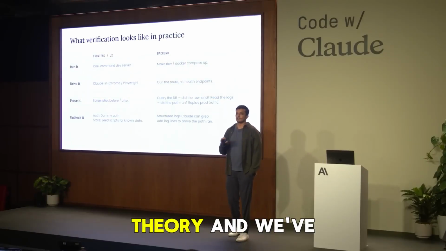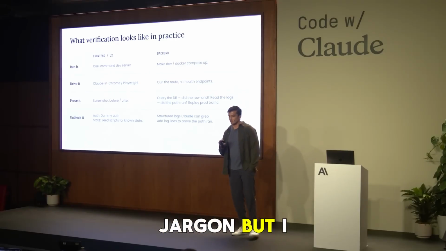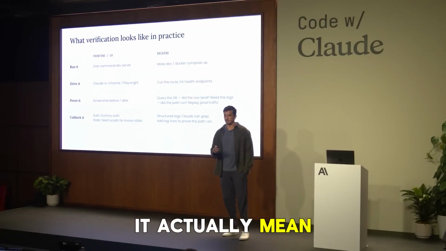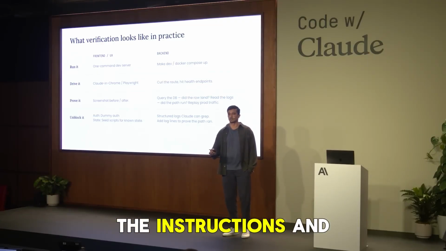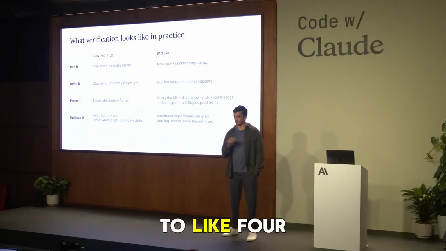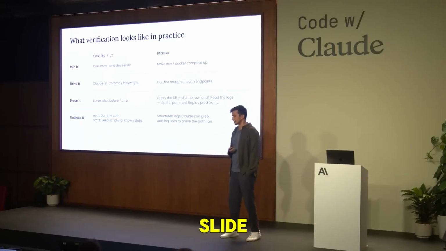So we've talked a lot about theory, and we've talked a lot about hypotheticals and jargon, but I wanted this slide to be a little bit more concrete. So what does it actually mean to give Claude the instructions and the tools to make it go in a loop? It usually boils down to 4 things. And I'll go through the front end or UX section from the slide.